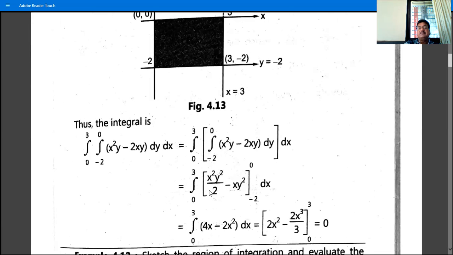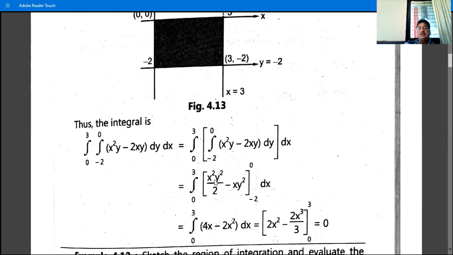So with respect to y, integration means x is constant, so the functions of x are constant. x squared is constant, and the integration of y is y squared by 2, minus 2x constant, integration of y squared by 2, the 2 gets canceled. Then the value at the upper limit, minus 2 to 0. Substitute y as 0, we have 0, and then y as minus 2: minus 2 squared is 4 by 2, which is 2x squared.